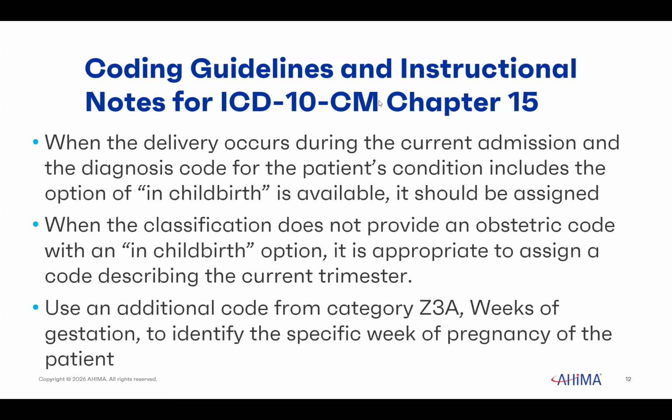When the classification does not provide a code with an in childbirth option, it's appropriate to assign a code describing the current trimester. And then we always want to use an additional code from category Z3A, weeks of gestation, to identify the specific week of pregnancy, with 3 exceptions that we'll talk about. Otherwise, we always want to code the weeks of gestation.